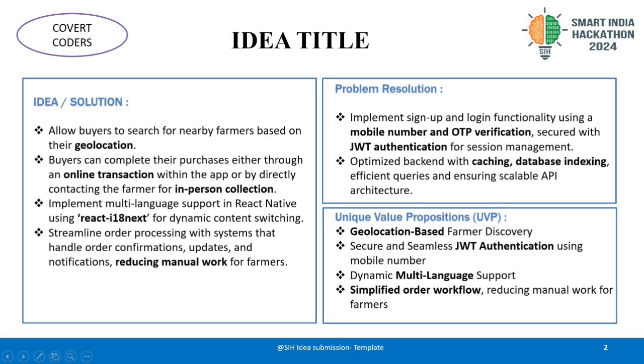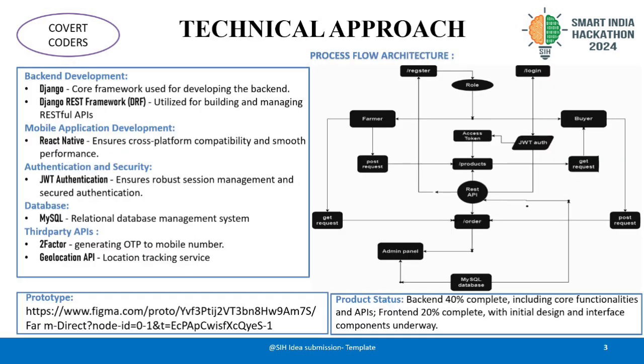In this app, buyers can find nearby farmers by using geolocation, and they can place the order online or reach them directly to purchase their produce. We are providing multi-language support, simple sign up or login using a mobile number, and we are making the UI of this app very simple so that farmers can use it. The order workflow is also simple. If the buyer places an order, the only thing the farmer needs to decide is whether to accept or reject the order. After accepting, the order will be displayed in the admin panel, and the delivery is done by the app's owner.